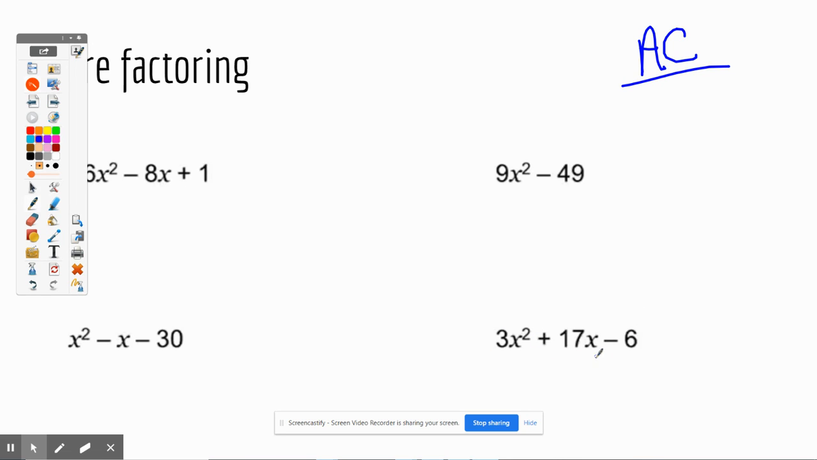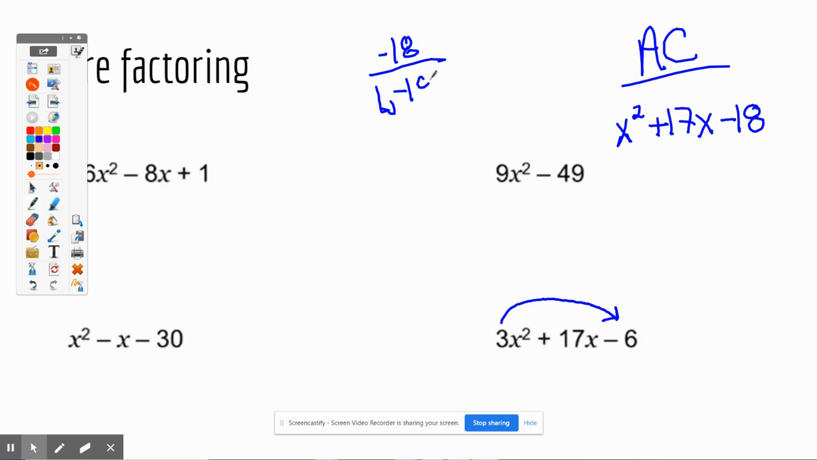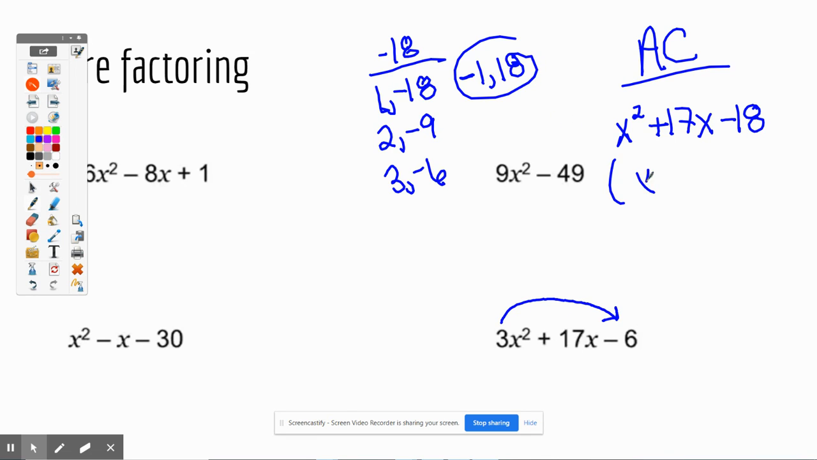So the first thing that you can do is change the problem by multiplying the A times the C, which is why it's called an AC method. So I'm going to change this problem to x squared plus 17x minus 18, and this is easier to factor. I make my list for negative 18: 1 and negative 18, 2 and negative 9, 3 and negative 6. And it's not 1 and negative 18, that would be negative 17. So it's going to be negative 1 and positive 18. So I'm going to have an x minus 1 and an x plus 18.